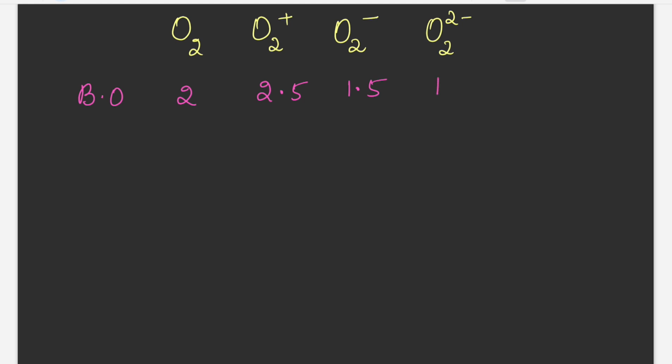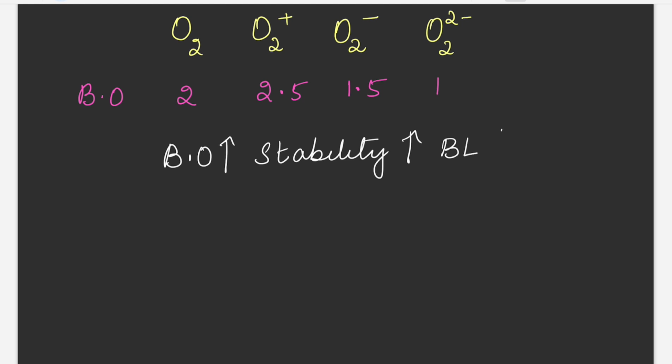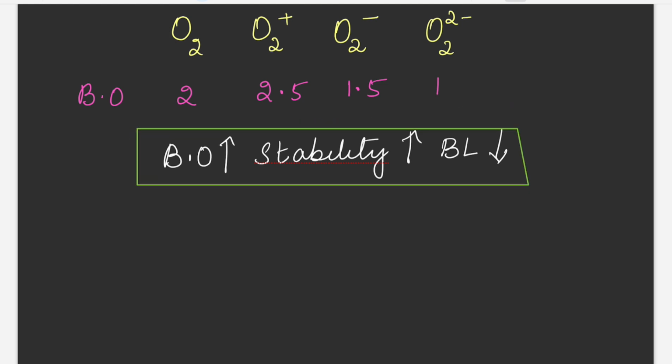So what is the trick we are going to use here? The trick is that when bond order increases, the stability also will increase and bond length is going to decrease. So this is the super trick we are going to use to relate all these three: bond order, stability and bond length.